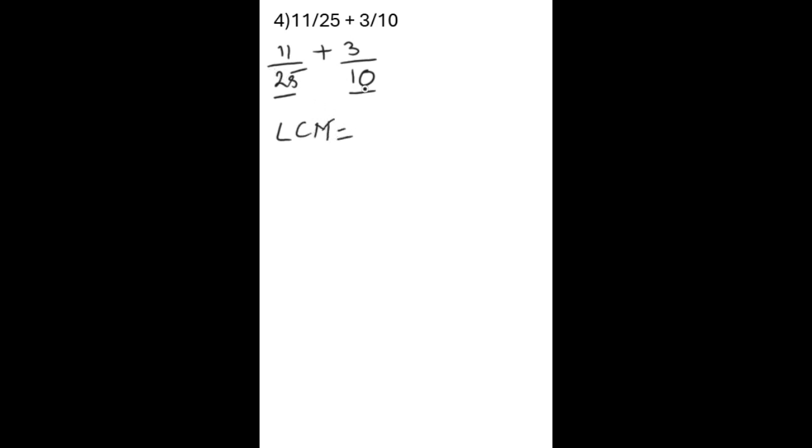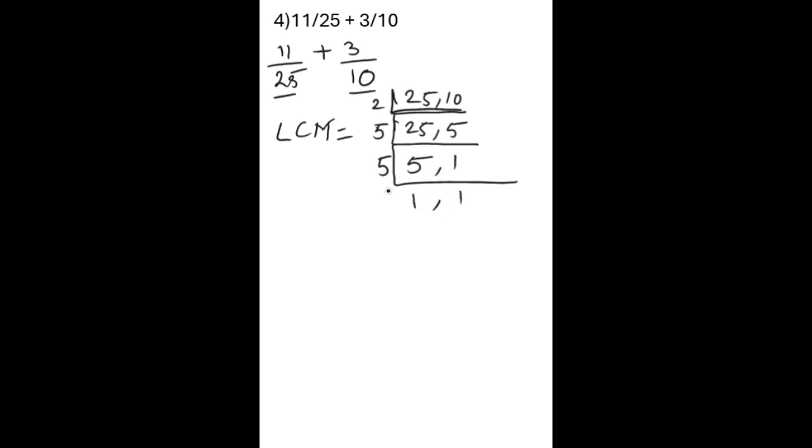Here the common factor between the two is 5, so we can find the LCM by this method. 25 and 10: first we will divide by 2, so you will get 25 and 5. Then with 3 we cannot divide, with 5 we can divide, so you will get 5 and 1. Now again with 5 we can divide and you will get 1 and 1.